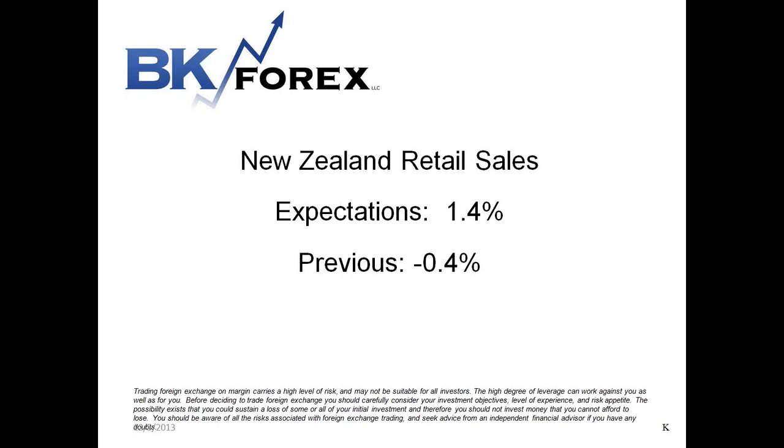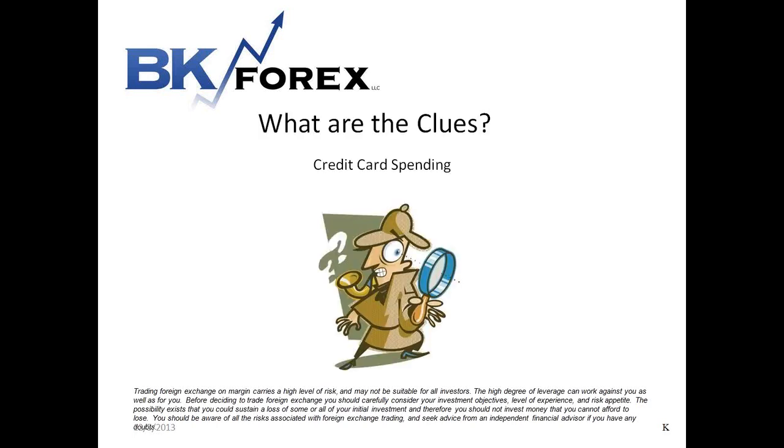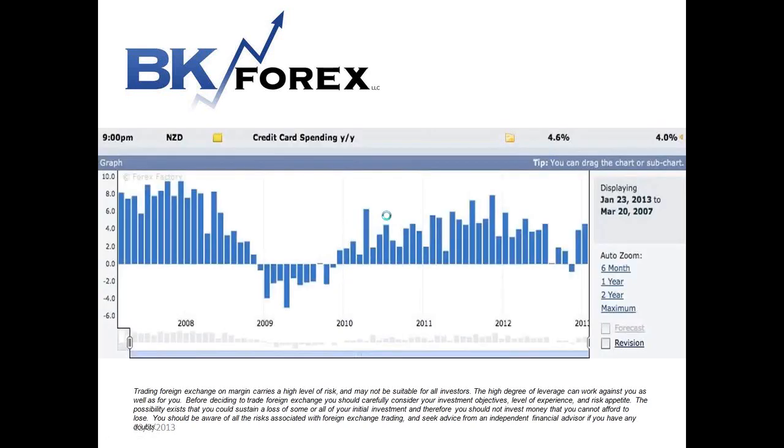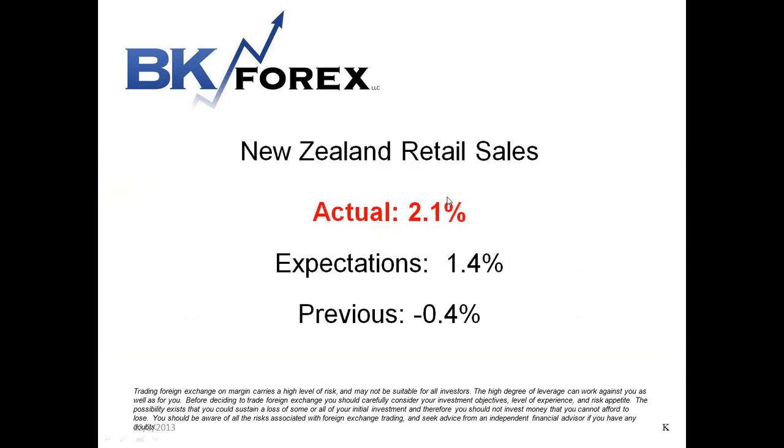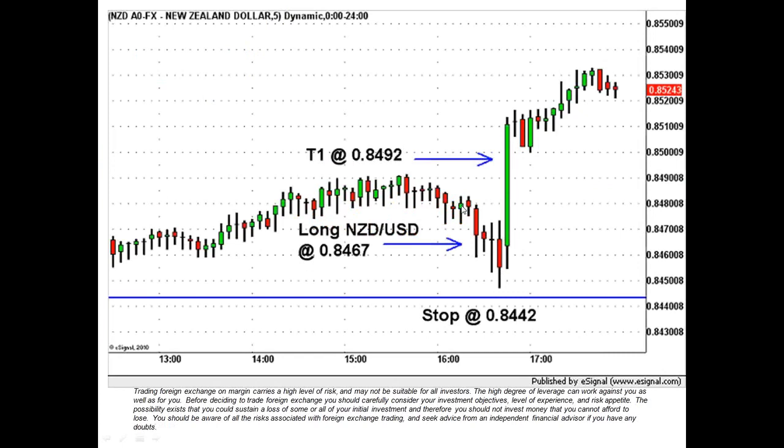So the market is looking for 1.4, previous is 0.4. Where are we going to look for our clues? Well, New Zealand prints credit card spending. It's a really interesting little report. Very few people follow it, but credit card spending is a really good precursor for retail sales, because if you think about it, most of our retail spending is done on credit cards in the modern industrial world. So credit card spending, I believe, was up, right? It was stronger. So we think the retail sales are going to be stronger, and indeed the number is 2.1. It actually becomes much stronger.